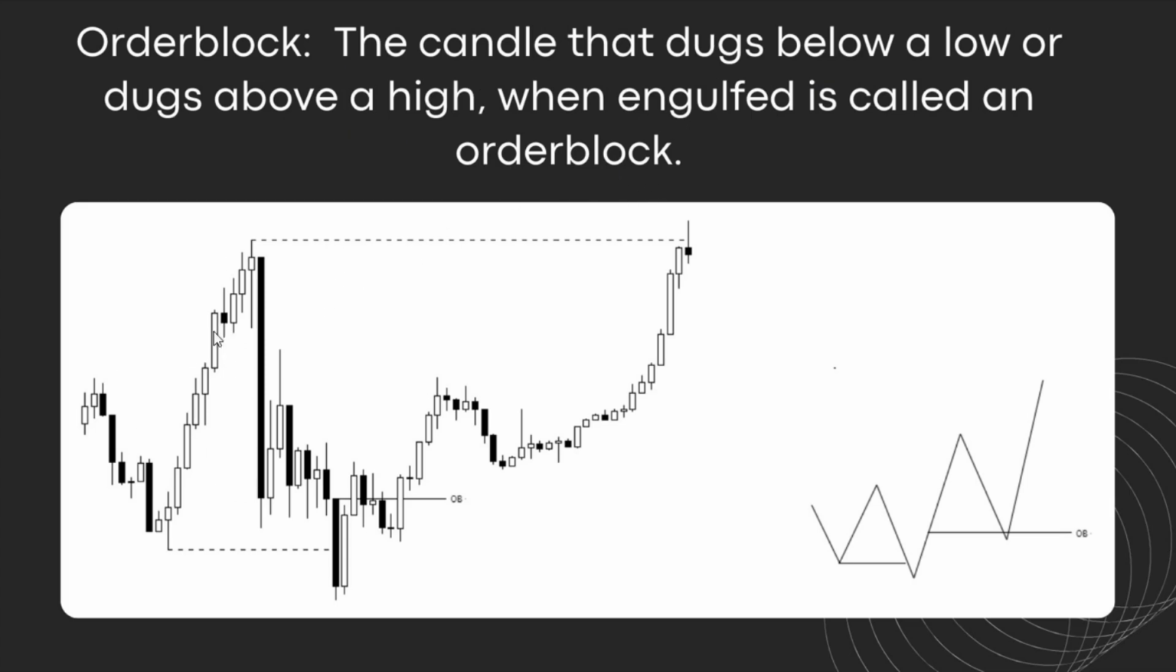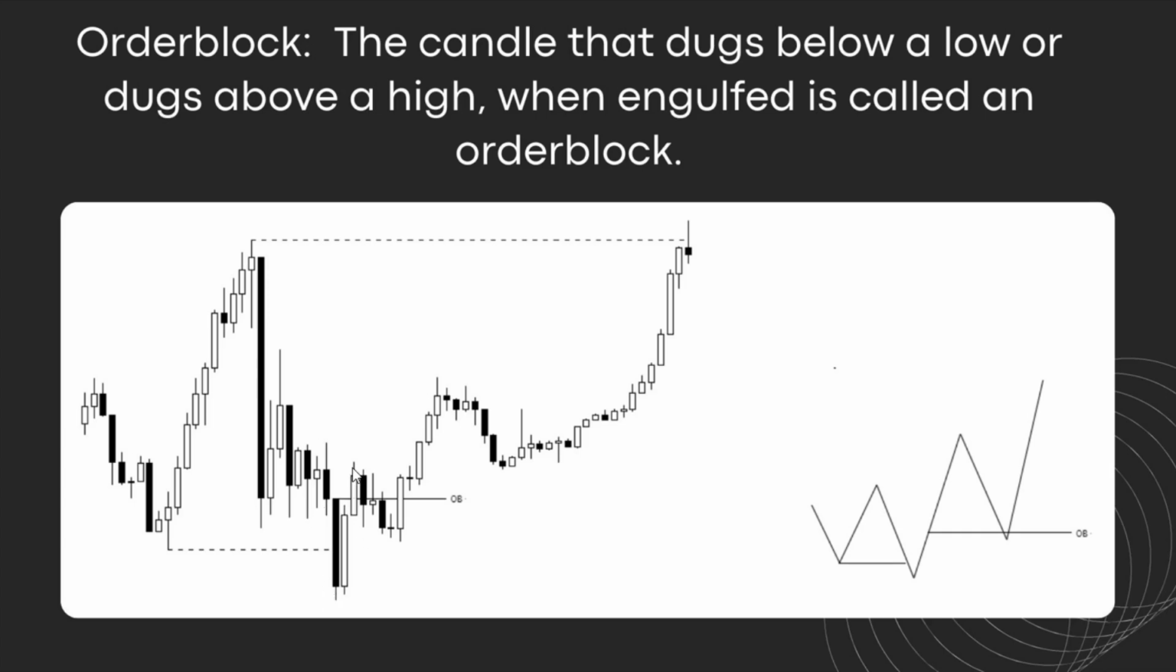Now here in this picture right here, you can see we've got this low right here, and what happened is that price came down here to turtle soup this low and take out that low. Now for an order block to be considered a valid one, it must have a turtle soup and must be formed after a turtle soup. If there is no turtle soup, the order block won't be considered correct, right? Now here you can see this is the exact candle that dug below this low right here.